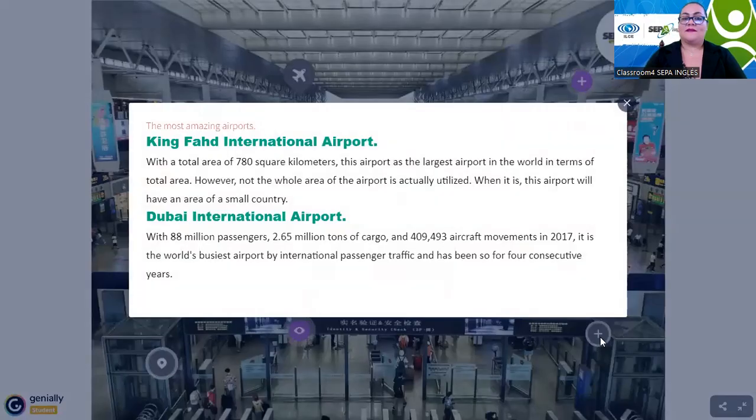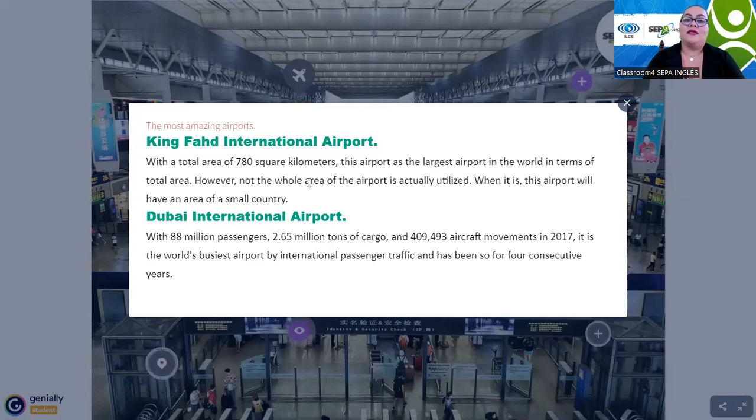What is it? The most amazing airports. King Fahd International Airport. With a total area of 780 square kilometers, this airport is the largest airport in the world in terms of total area. Oh my God, it's very big.